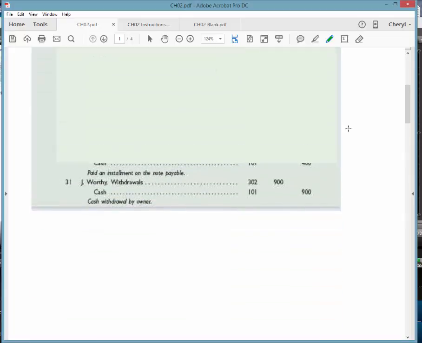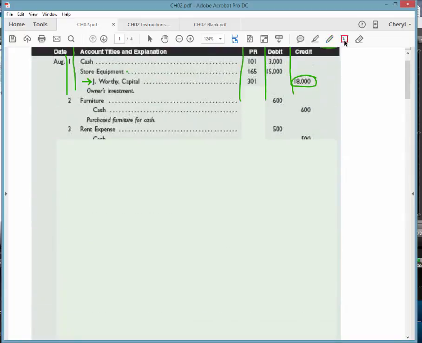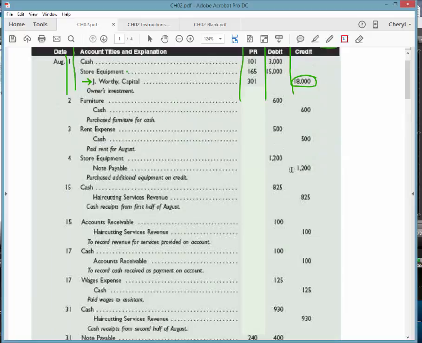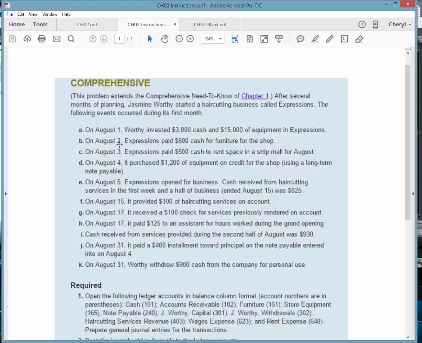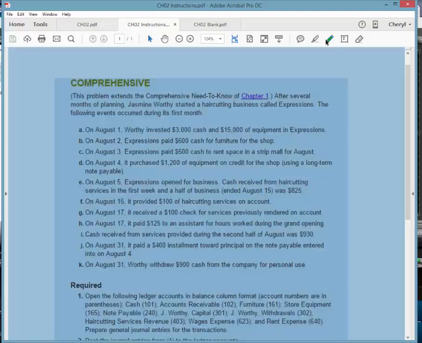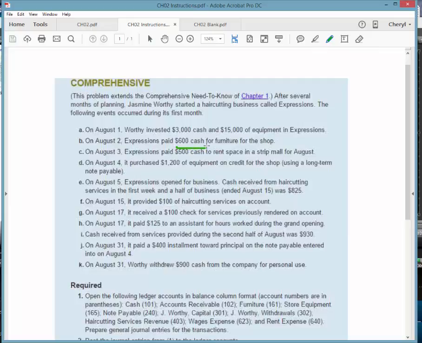So once you have gone through and analyzed every single one of the transactions, it says on the second there was a furniture as a debit and cash as a credit. Let's go look at that and see what it said. On August the 2nd, Expressions paid $600 cash for furniture for the shop. All right, so we paid $600 in cash, and there's our keyword right there.